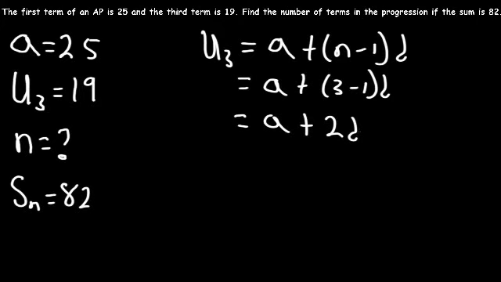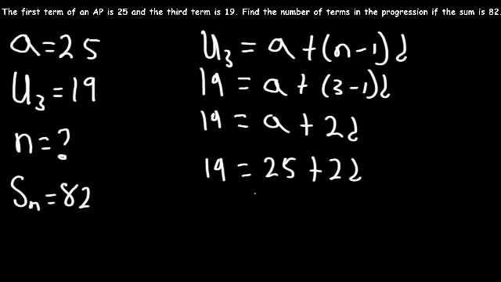Now, what we are going to do next is solve for d by substituting the value of a as 25 in this u sub 3. So u sub 3 is indeed 19 according to the question. So 19 will now be equal to 25 plus 2d, if we replace a with 25. I would like to subtract 25 from both sides, and I should have 19 minus 25 equal to 2d, because the 25 on the right-hand side cancels.